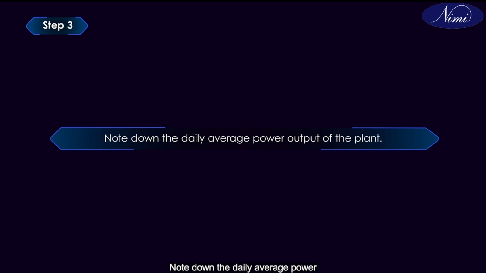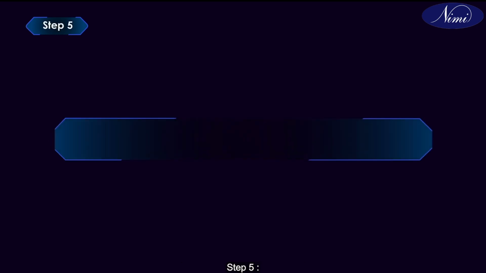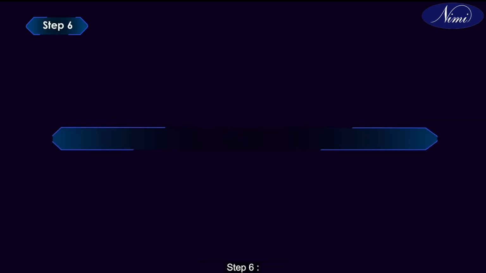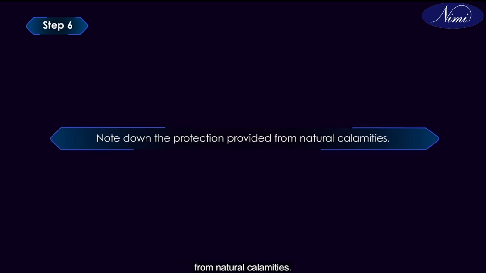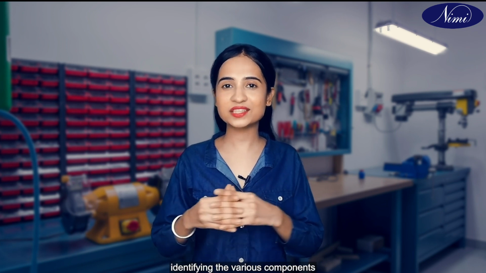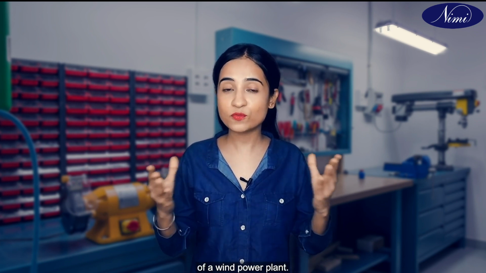Step 3. Note down the daily average power output of the plant. Step 4. Note down the minimum RPM of the turbine to maintain the rated voltage. Step 5. Note down the chopper circuit characteristics and its importance in the turbine controller. Step 6. Note down the protection provided from natural calamities. So far, we have discussed identifying the various components used in wind power generation plants and preparing and drawing the schematic diagram of a wind power plant.